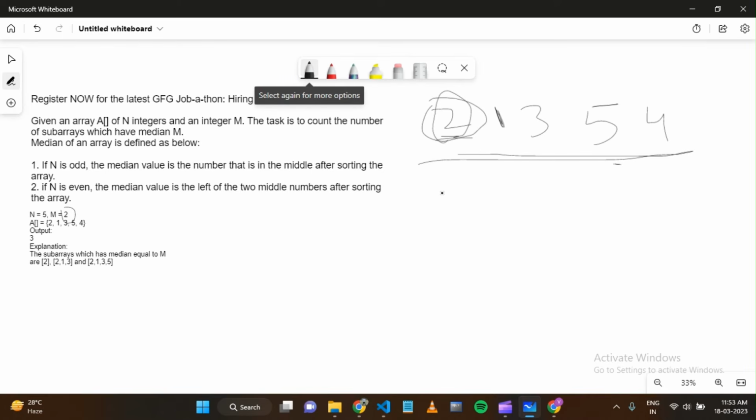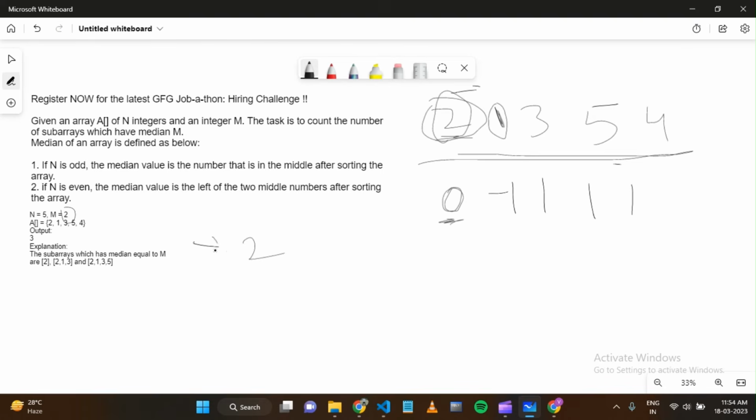So how will we do it? If we have 2, we will mark it, our median, as 0. And when we move in the array, if the 1 is lesser than 2, we will mark it as -1. If the 3 is greater than 2, we will mark it as 1. If the 5 is greater than 2, we will mark it as +1. If the 4 is greater than 2, we will mark it as +1.